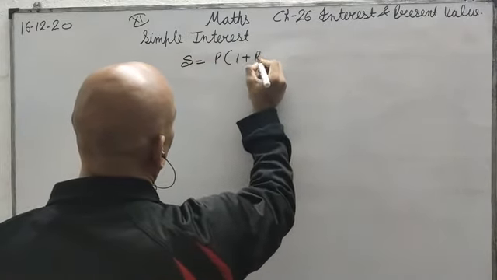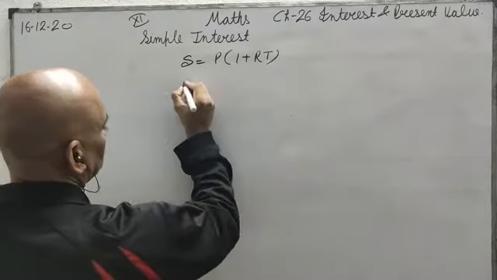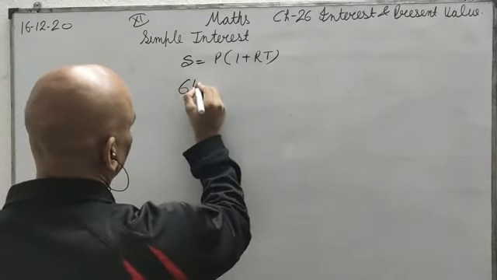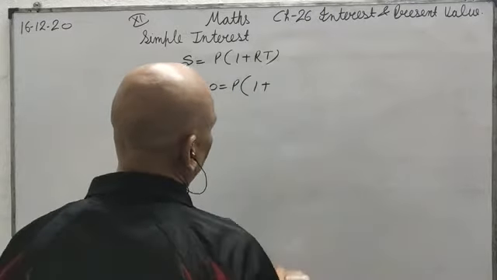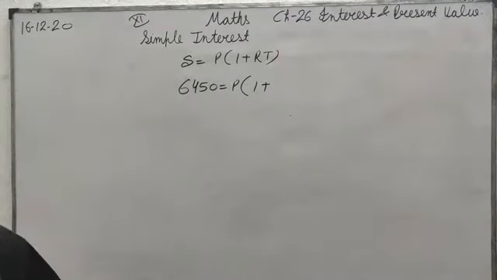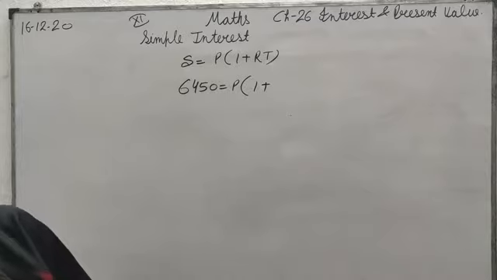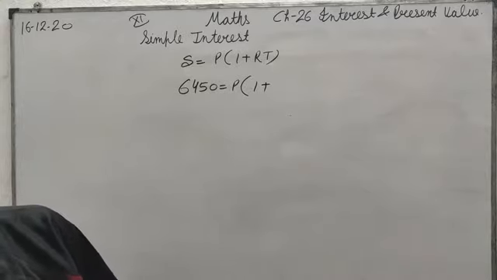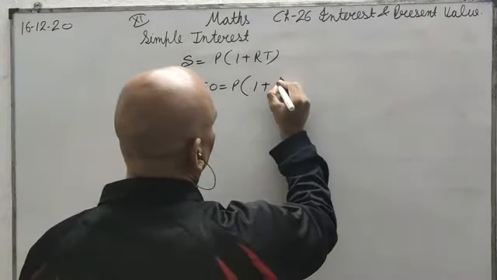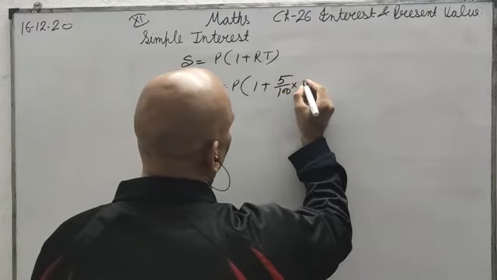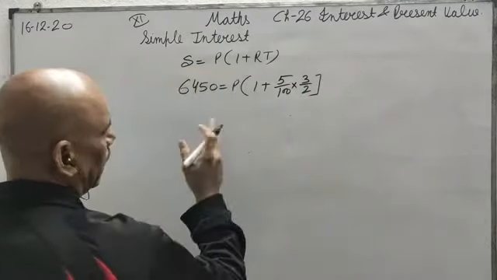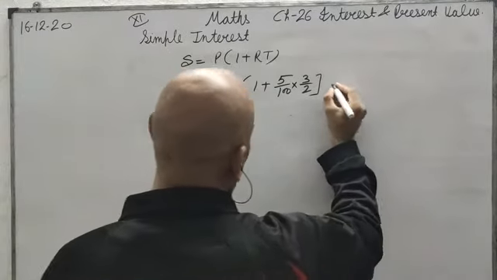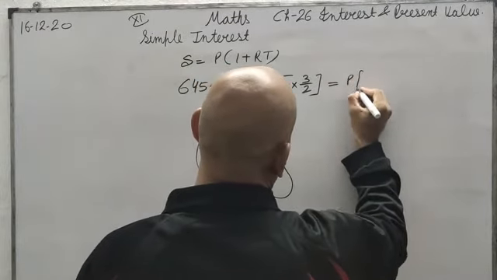P(1 plus RT). So sum he is telling is 6,450. P you will have to calculate. Rate he is telling is 5%, and time he is telling is 1.5 years. So rate is 5% and time is 1.5, that is 3/2. Okay, so now with the help of this we will find the value of P.